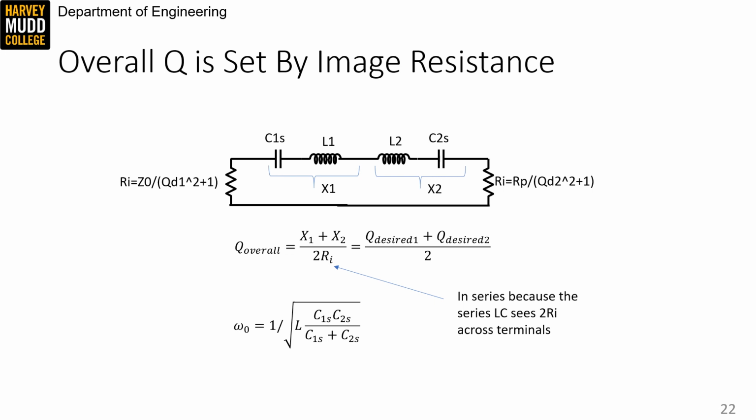We can also find the natural frequency now that this looks like a big series RLC network. Both the inductors and the capacitors combine in series to give us an effective L and C, which we plug into our standard equation for omega naught. And we find that the total L sees the parallel combination of C1s and C2s when we're calculating our frequency. Now that we have these equations, we can work on flipping them around to turn design parameters into L and C values.